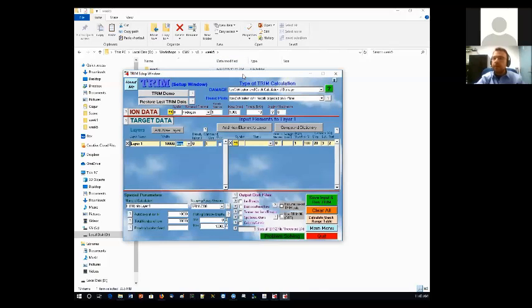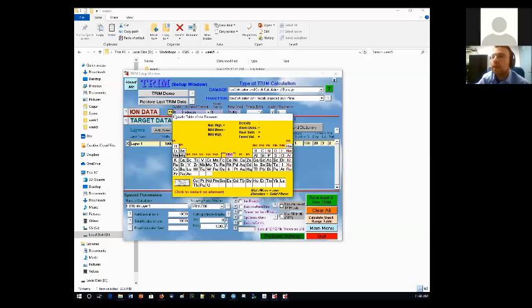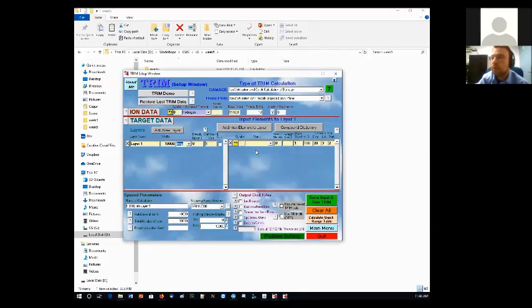Now here, we will do 2. So the first ion that we will send is going to be boron. So come here to where it says PT. That's the ion data. The bottom part will be the target data. So click on PT and choose boron. That's going to be our acceptor dopant.